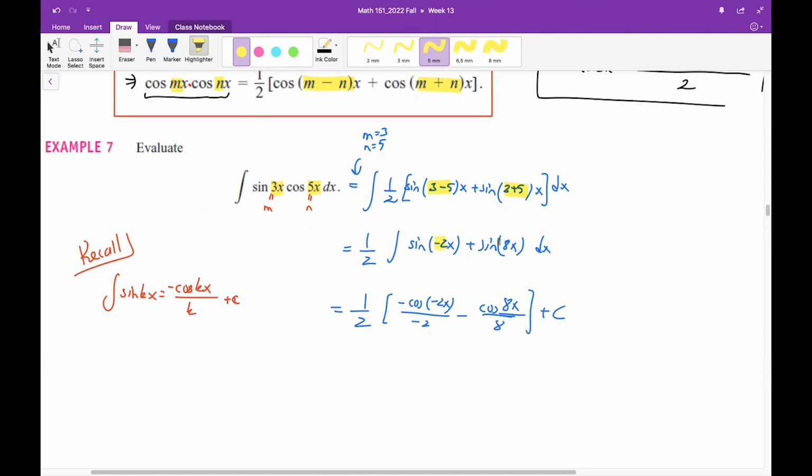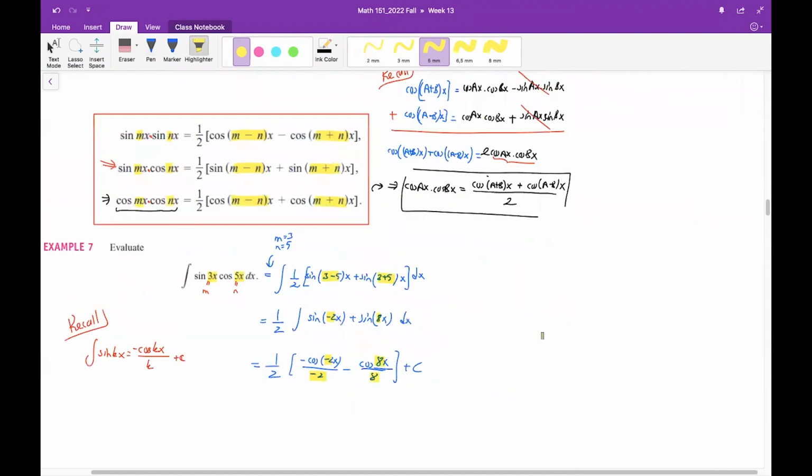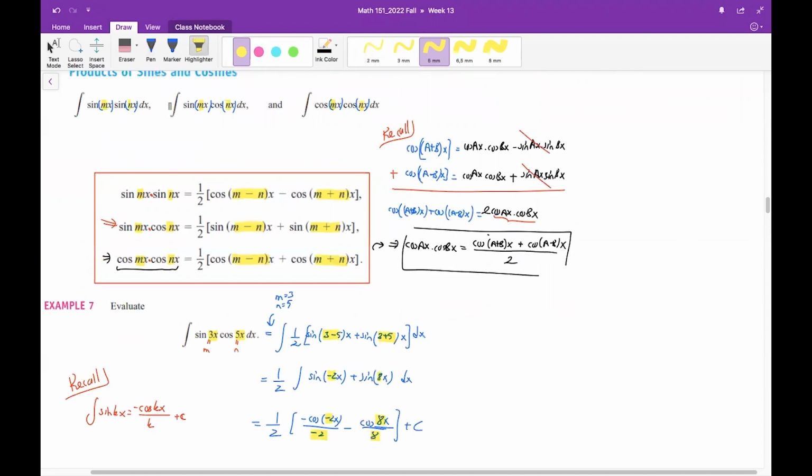Let me emphasize these coefficients: you need to divide by those coefficients while integrating. And that's it. If you want to integrate products of this form, you will be using these formulas, transforming these products into differences and summations, which are easier expressions to integrate. So I stop here. Thank you for your attention.